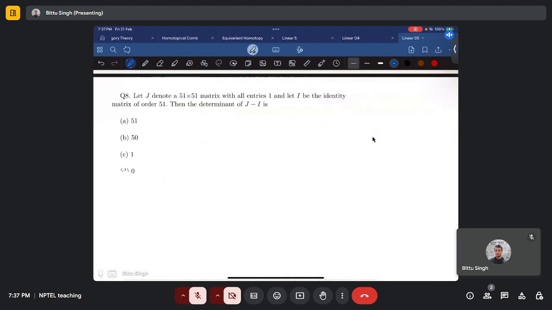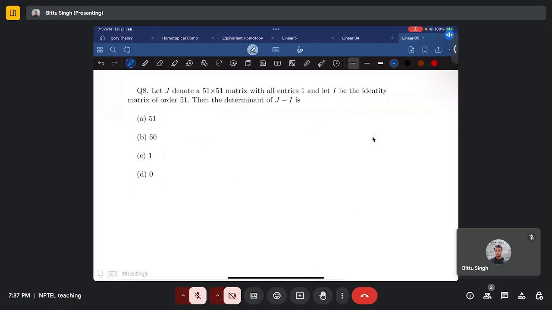Now let us solve question number 8. This is an interesting question. So J is the matrix. It is defined as a 51 by 51 matrix and all entries are 1. Okay, those are all 1. This is the matrix. Now the question is we need to find the determinant of J minus I.